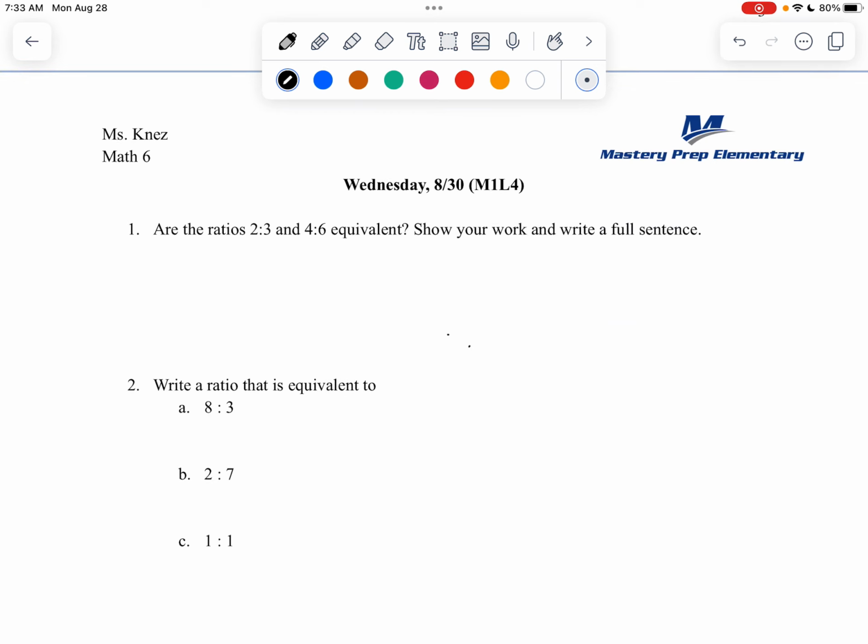On Wednesday night's homework, you're going to be practicing with equivalent ratios, and we'll use question 1 as our example. Question 1 asks, are the ratios 2 to 3 and 4 to 6 equivalent? We can stack them on top of each other to start thinking about it. I know that 2 times 2 is equal to 4, and I know that 3 times 2 is equal to 6, which means, yes, they are equivalent.